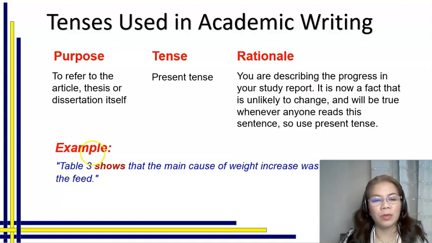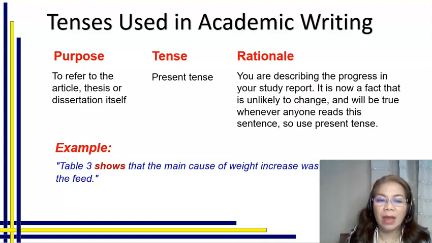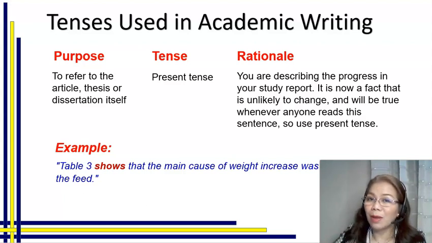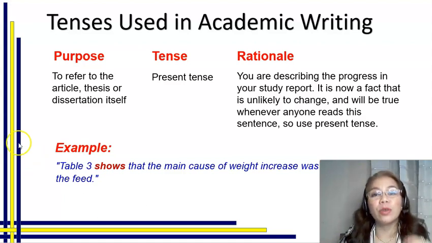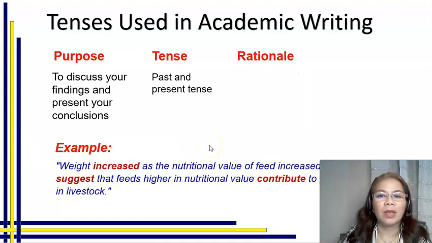For example, you will say, Table 3 shows that the main cause of weight increase was nutritional value of feed. Whether that thesis was written 10 years ago, when you write it at the present, the fact remains that Table 3 shows that. Okay? That's the rationale why you use the present tense.